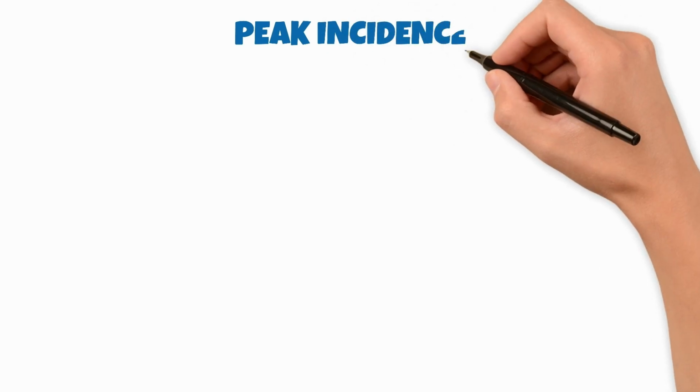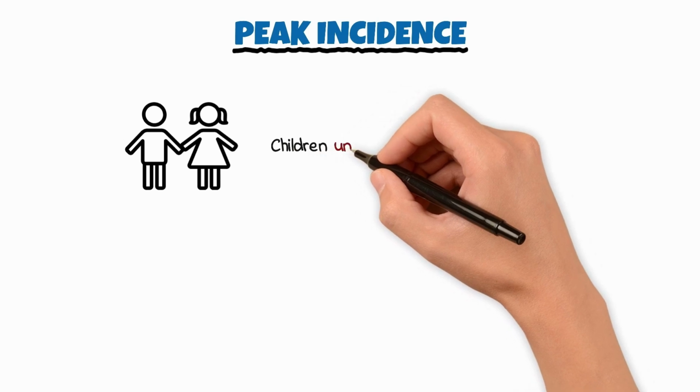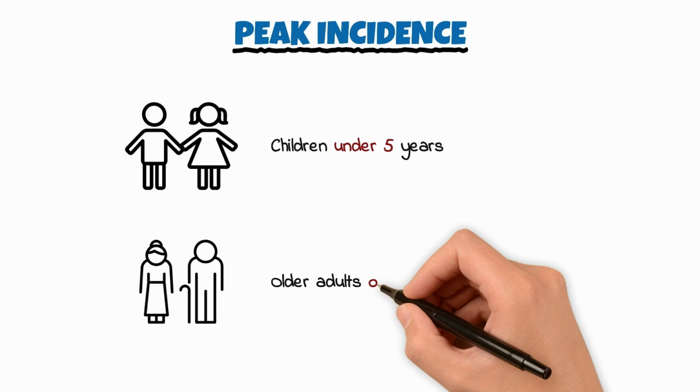Peak incidence. Acute bronchitis is most common in children under the age of 5 and adults over 65 years old.